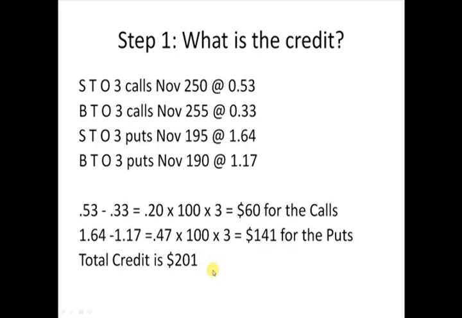Okay, so that's how you do the credit. Basically, you take whatever you got minus whatever you paid times 100. You always have to times it by 100. And then by as many spreads as you did. So if you had only done 1 spread, then we wouldn't have had to multiply it by 3. It would have just been 0.2 times 100 equals 20. But since he did 3 spreads, then you have to multiply it by 3.